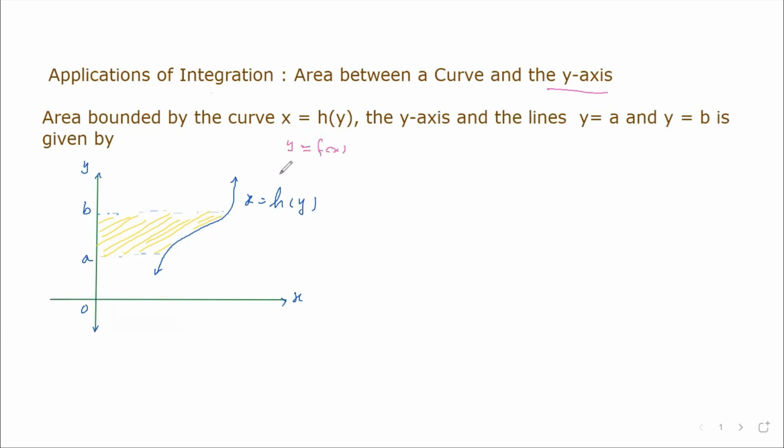And then we integrate dy, right? Before we integrated the function y with respect to x, which means the x-axis, but now it becomes y. So this time it is going to be x equal to h(y), and the y-axis and the lines y equal to a and y equal to b, given by this. You see the graph. Now this function is x equal to h(y), with respect to y now.